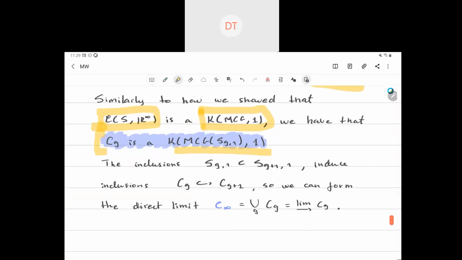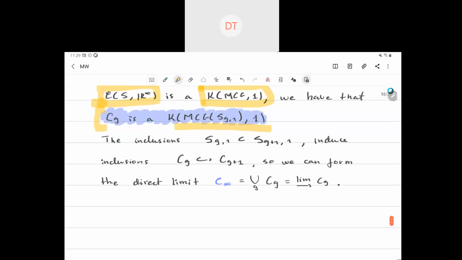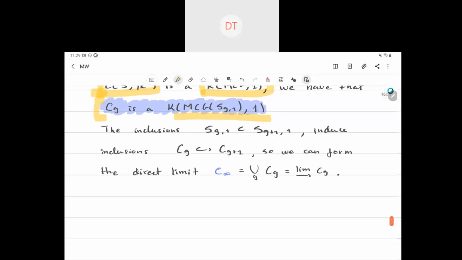So this C_G is this Eilenberg-MacLane space, and we have inclusions of these choices of S_G, and I already described above what the inclusion is like. Those inclusions are going to define inclusions on the level of the C's.